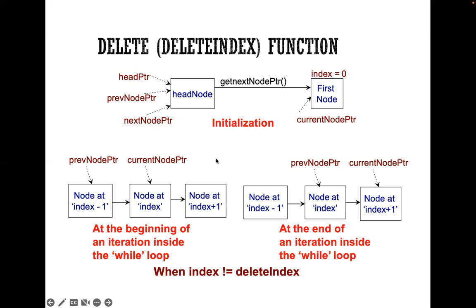Each list looks like this, and the way we do the traversing, we use two node pointers, a previous node pointer and a current node pointer. In each iteration the current node pointer will always point to the current node that we are visiting, and the previous node pointer will point to the previous node of the current node.